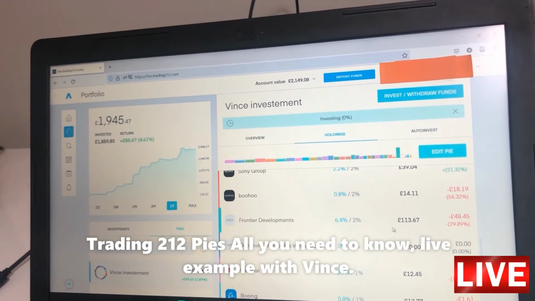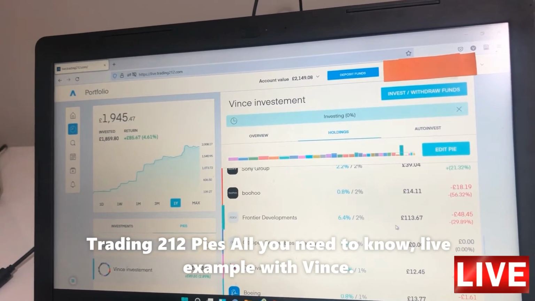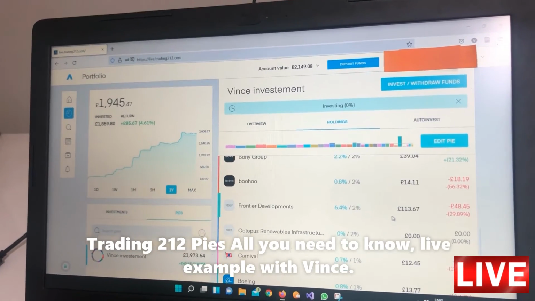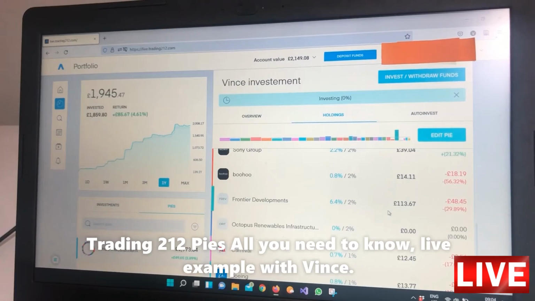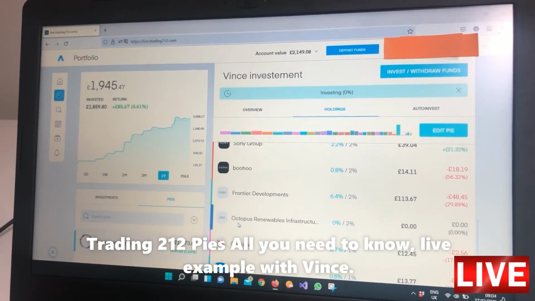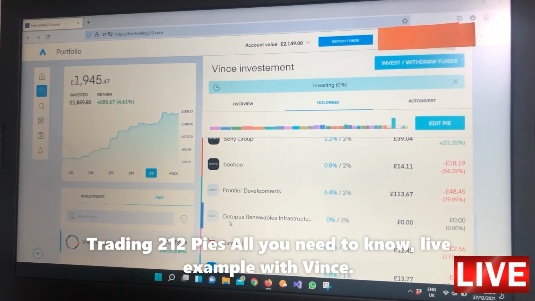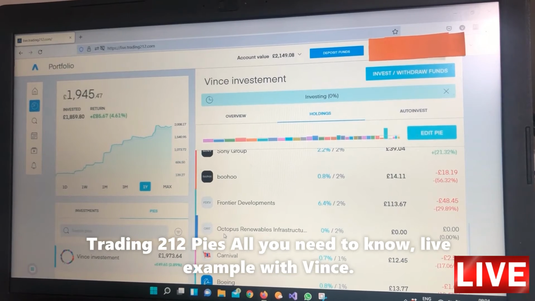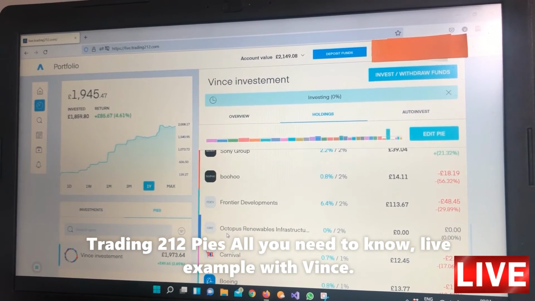It's a UK-based, privately owned gaming company, and there's very few of them left. So that could be a good buy for the future if they do sell out. And this is a new one I'm adding, which is Octopus Renewables Infrastructure Trust. Octopus Energy you've probably heard of. This is actually their investment arm, which is a PLC.